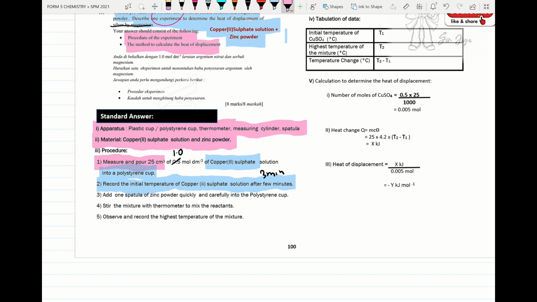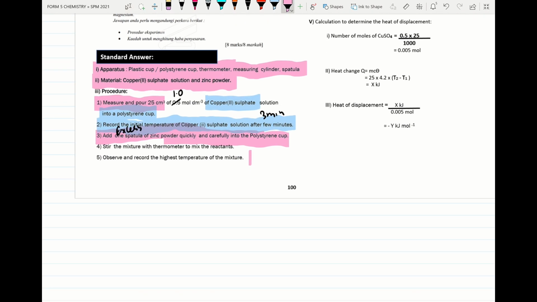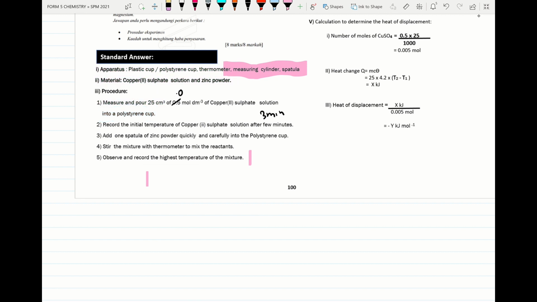All right, so next we add 1 spatula of zinc powder. This zinc powder should be added in excess, and we must put it quickly and carefully into the polystyrene cup containing copper(II) sulfate solution. Stir the mixture by using the thermometer. Student must mention thermometer here. All right, so next one, observe and record the highest temperature of the mixture. So these are the points that students should write in the exam, if let's say this question came out in paper 2.